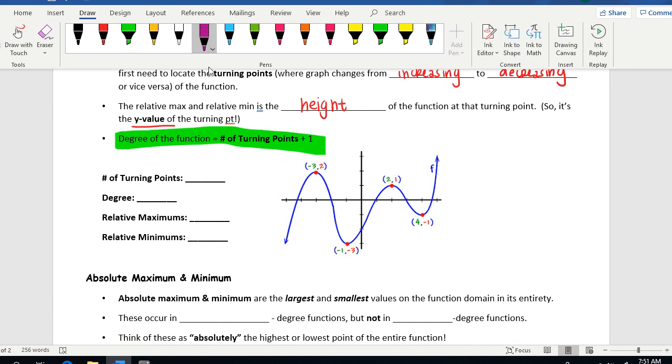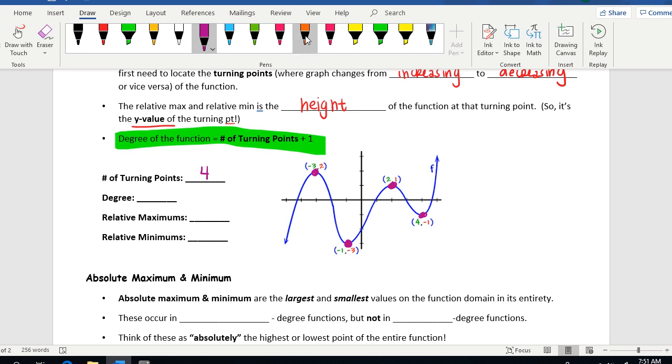I'm going to go identify my turning points. So if I'm looking at my function, I'm going up. I have a turning point here because I'm changing directions and coming down. Here's another turning point. Here's my third. And here's my fourth turning point.